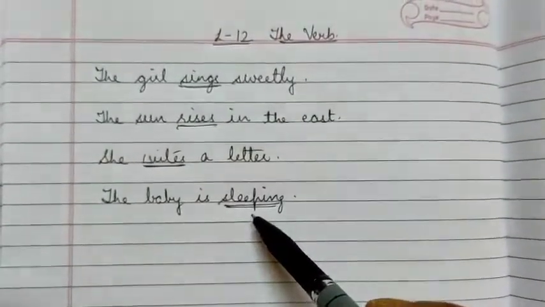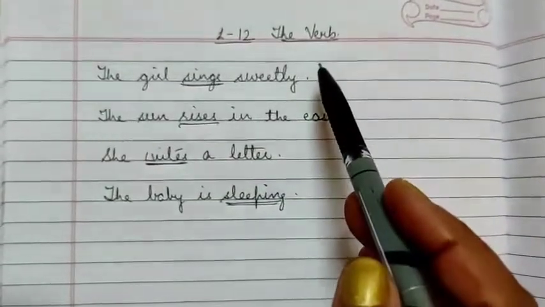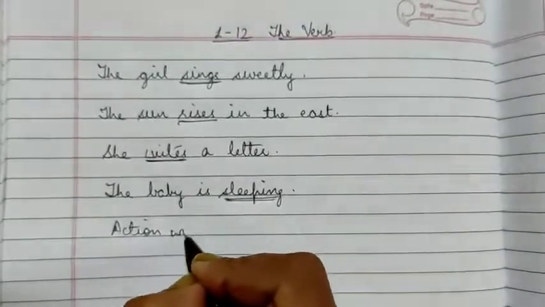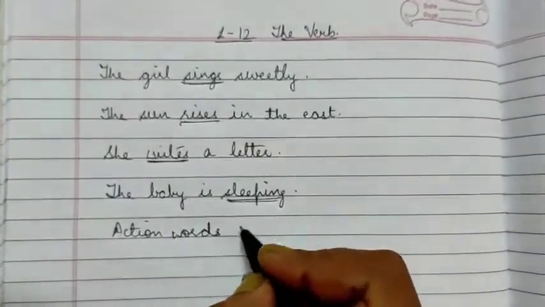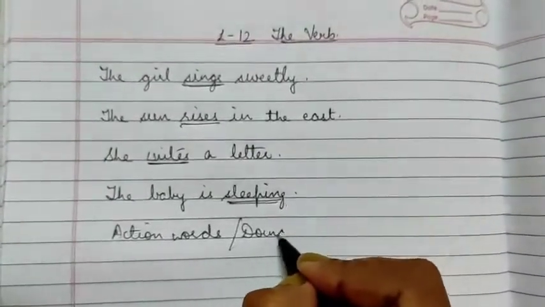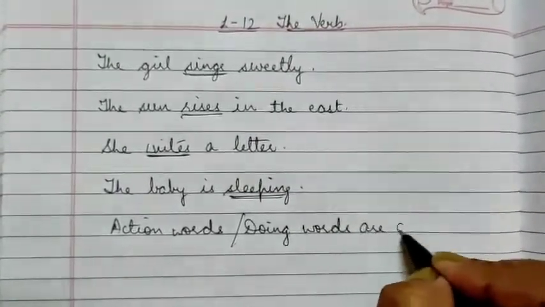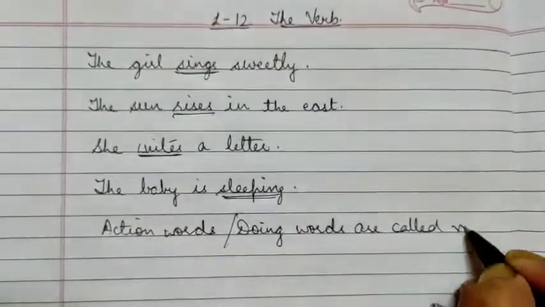And children, action words are called verb. Action words are called verb. Action words, or you can say doing words. Action words or doing words are called verb.